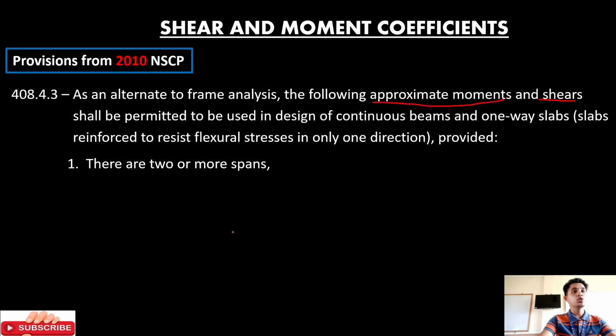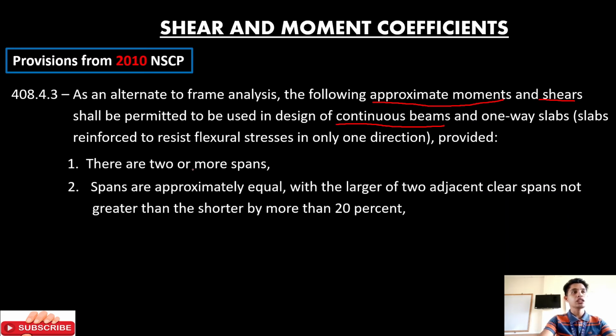Una, there are 2 or more spans. So guys, mag-apply lang itong approximate moments and shears sa continuous beam slabs. Okay? Unang condition is there are 2 or more spans. Number 2, spans are approximately equal with the larger of 2 adjacent clear spans not greater than the shorter by more than 20%. Okay, una, okay na to. Lagi namang 2 or more spans ang ating continuous beam. Number 2, dapat daw yung length ng ating mga span or beams, dapat approximately equal sila. Kung may diferensya man, dapat hindi tataas ng 20%.